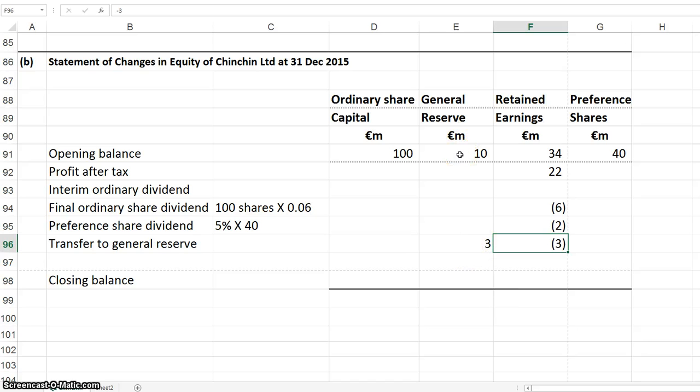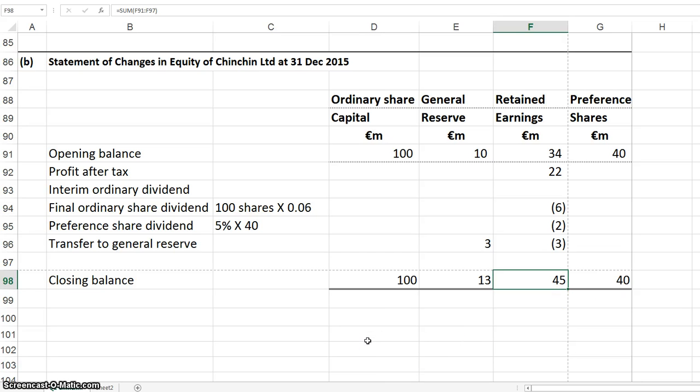And now we're at the stage where we can calculate the closing balances, which basically is add up all of these and take away. So 34 plus 22 minus 6 minus 2 minus 3. And that adds up to, that doesn't change, 100. The general reserve started out at 10, went to 13. Retained earnings now adds up to 45 million. And preference shares hasn't changed. And that's the end of the statement of changes in equity.